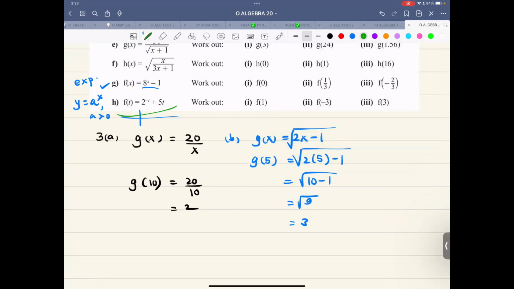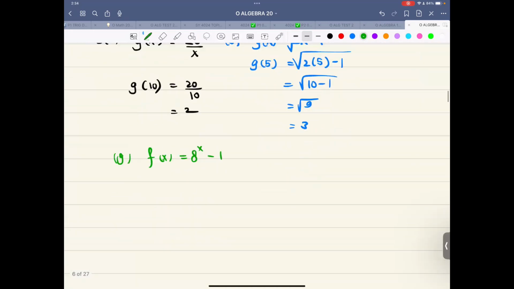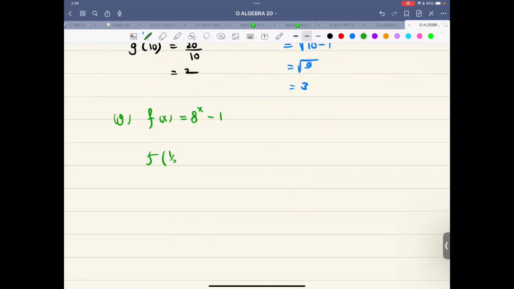So f of x is 8 to the power x minus 1. It has been translated 1 unit down. Let me evaluate this. Part 2, f of 1/3. That is 8 raised to the power of 1/3 minus 1. Square root of 4 is plus minus 2. The cube root of 8 is also 2. So raising to a power of 1/3 is the cube root. This is 2 minus 1, which comes out to be 1.